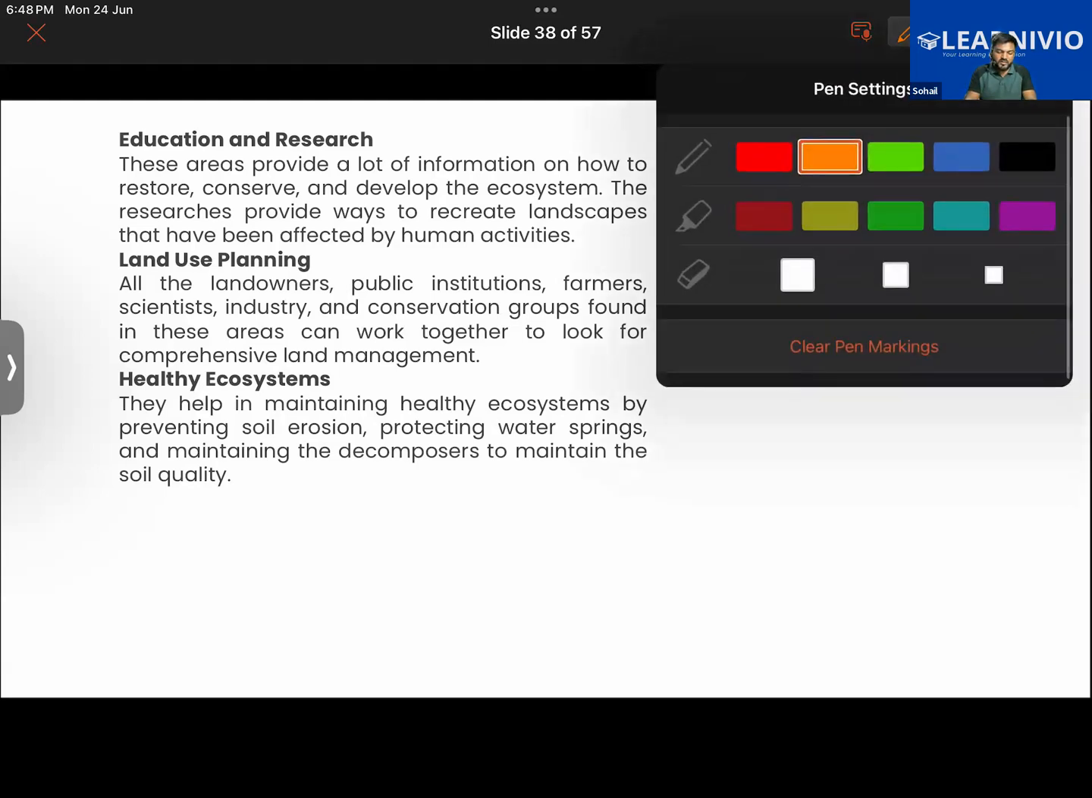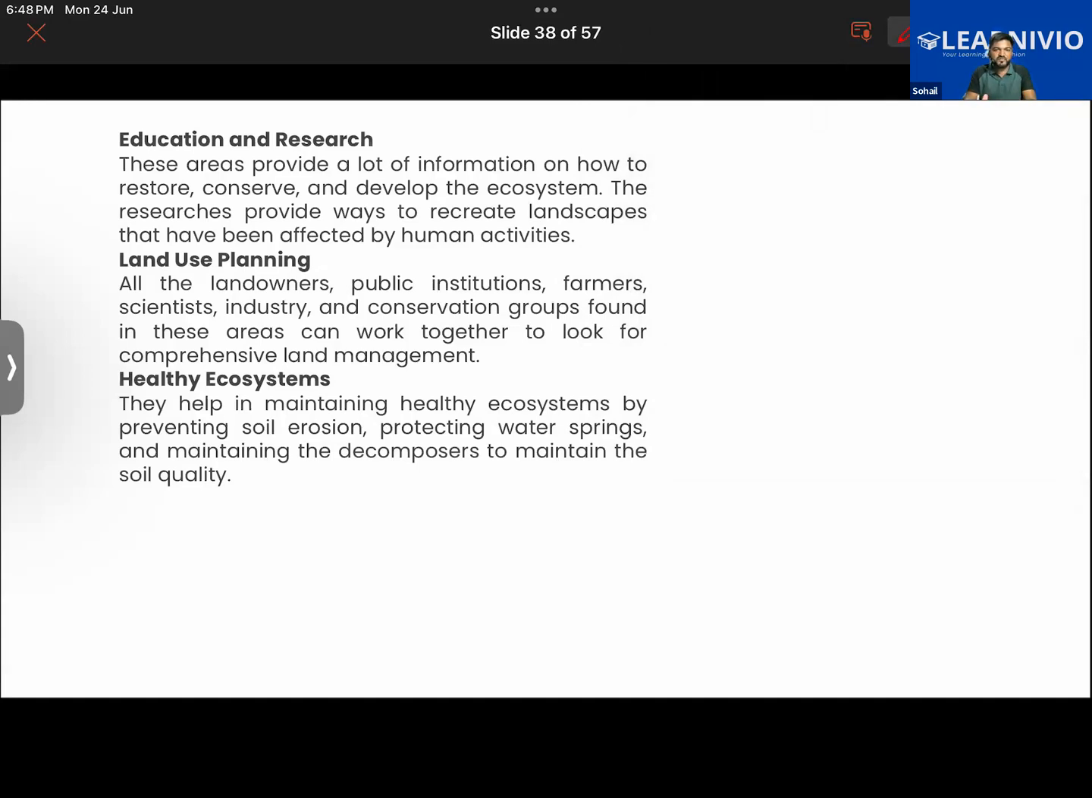So they would be adopting particular measures. Suppose a group of scientists went to a biosphere reserve, observed that area, and found out that there's a problem in this area, we need to fix this. So they would plan out and take some steps in order to do that. If their plan is successful, they would apply that same plan in other areas also, to recreate other landscapes.